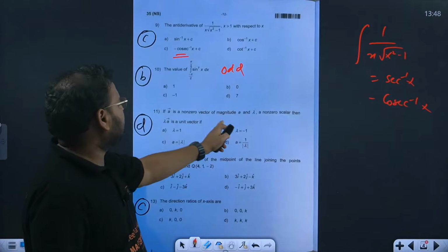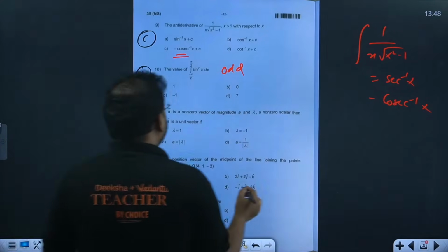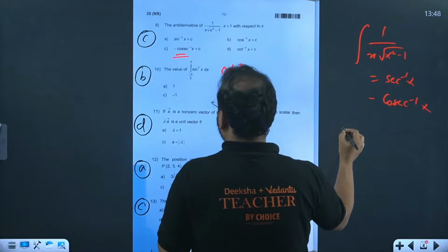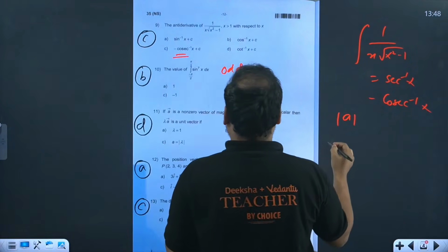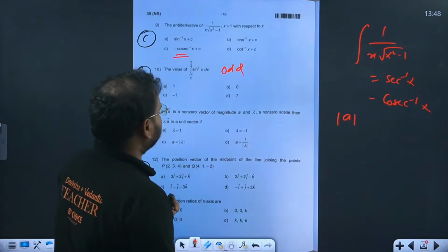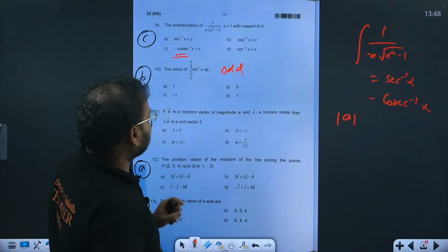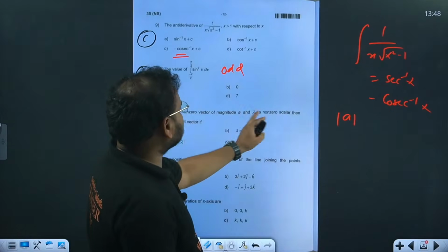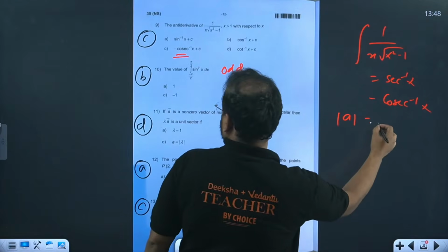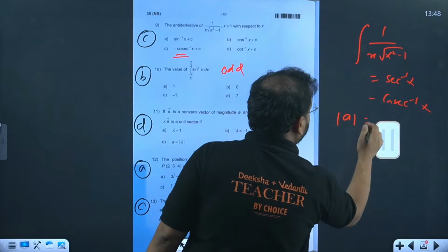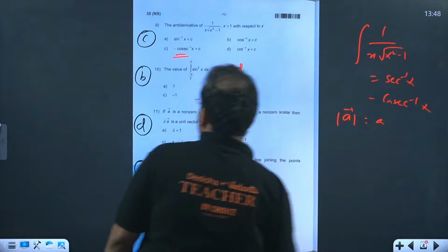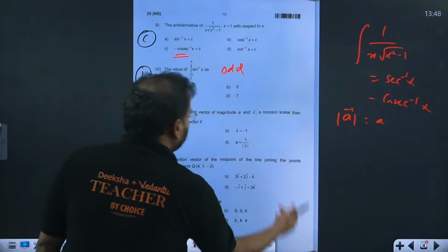Vector A is a non-zero vector, magnitude is this. How to solve question number 11? Please check question number 11. They are saying that vector A has a magnitude given as A, and lambda is a non-zero scalar quantity.